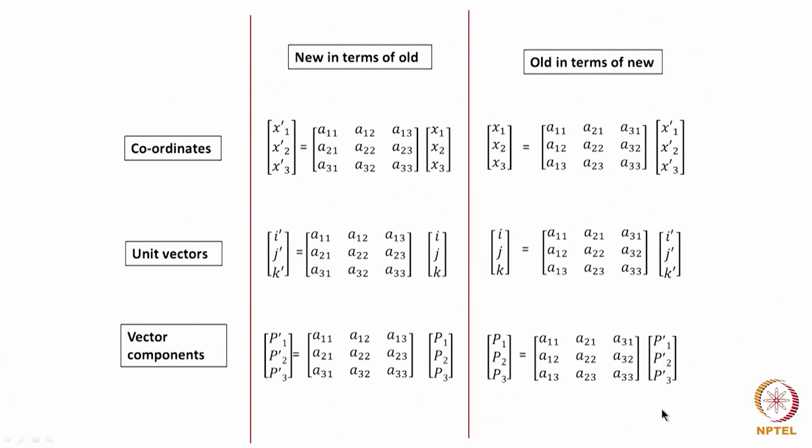That's it. So what I have done in this slide is that the transformation matrix from new in terms of old, old in terms of new, both for the coordinates, unit vectors ijk in the old coordinate system and new coordinate system, and the vector components, all of them, what is the transformation matrix which is to be used is given in this transparency.